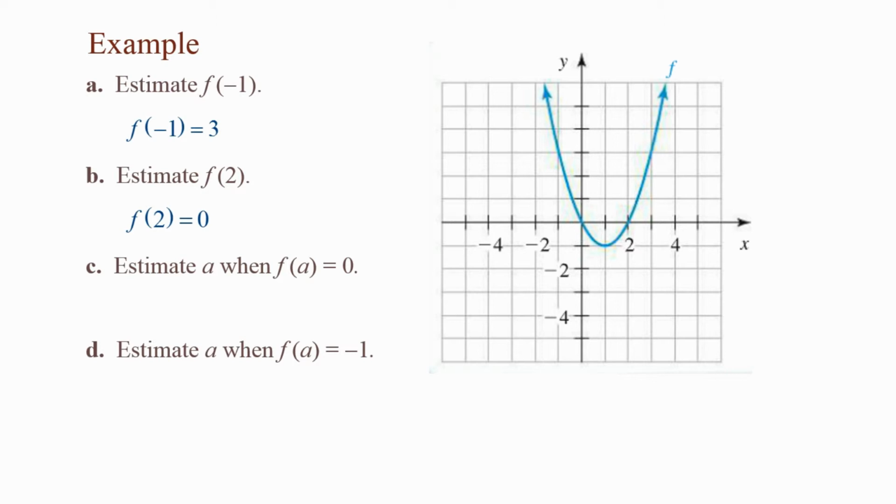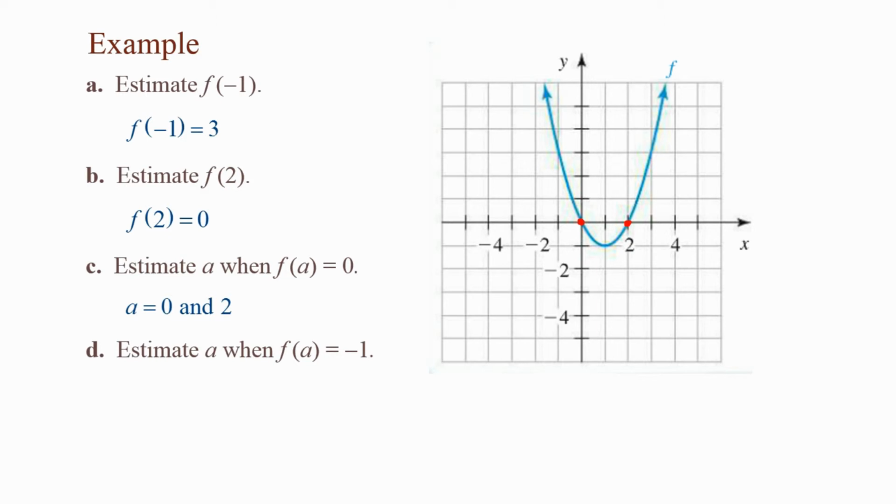Part C, estimate a when f of a equals 0. If f of a equals 0, that means y equals 0. Y is 0 here at the origin and here at 2. These are symmetric points on the parabola. So f of a equals 0 when a equals 0 and when a equals 2.